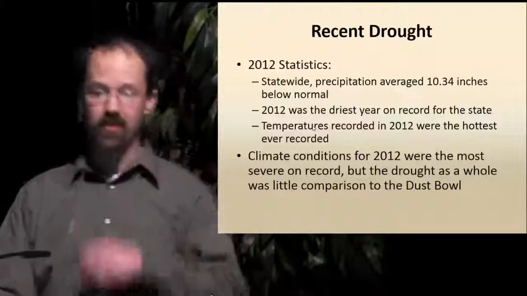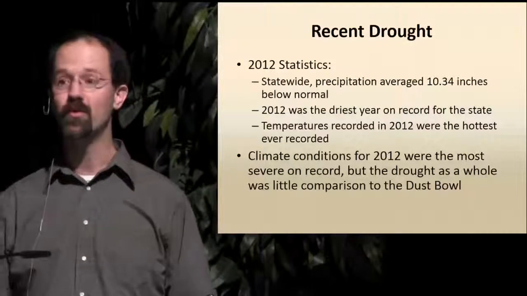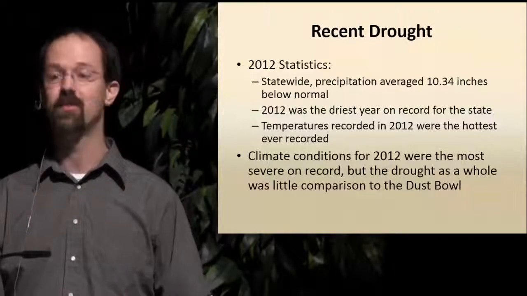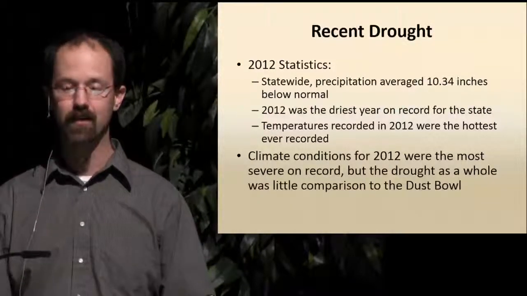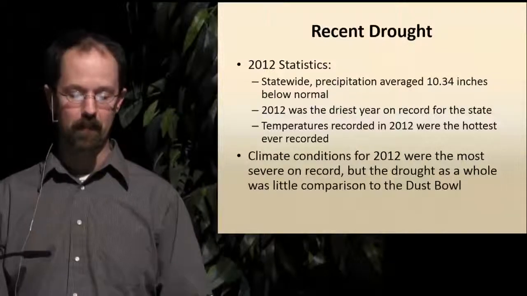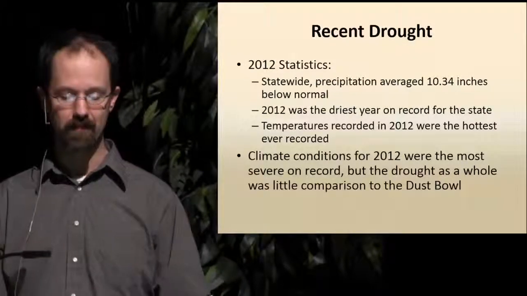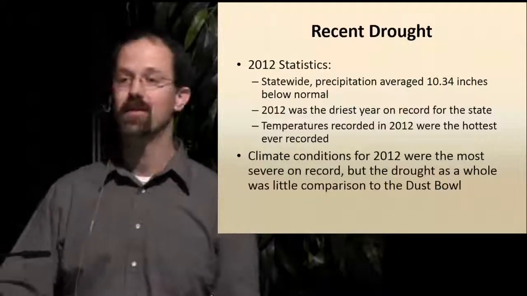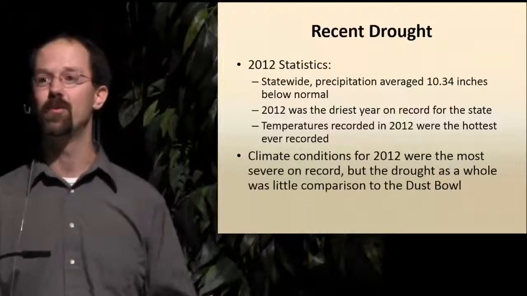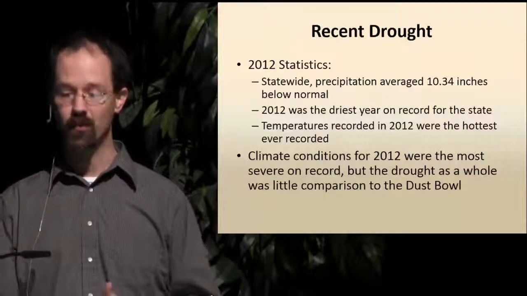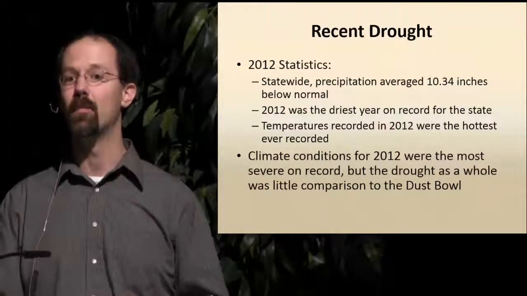We'll talk a little bit about the drought. So, some 2012 statistics. Statewide precipitation averaged 10.34 inches below normal. 2012 was the hottest and driest year on record for the state. However, comparatively, if we compare that to what Nebraska and the Plains experienced during the Dust Bowl, that was really just a drop in the bucket.